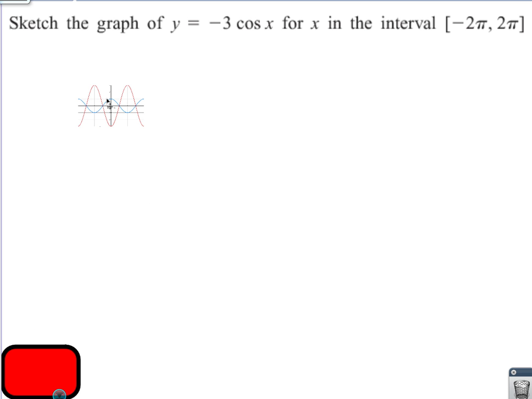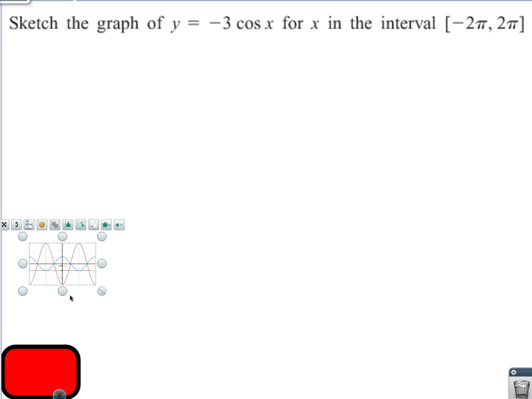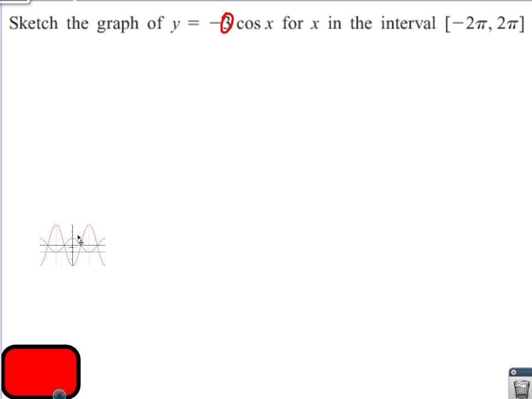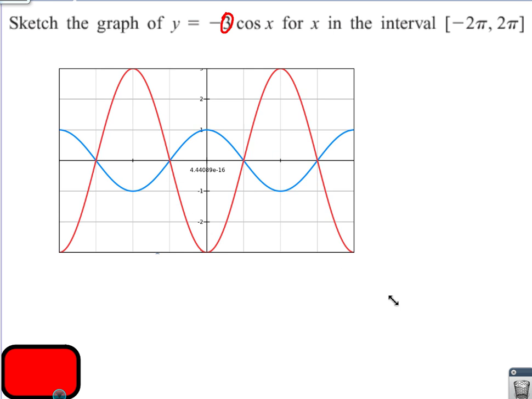Already got it done. Before I blow it up, let's talk about transformations. What does the 3 do? Stretches it 3 times taller. Good. What does the negative do? Flips it. So those are the only two transformations going on here. And most of these problems will work that way. We'll just have limited transformations like that.